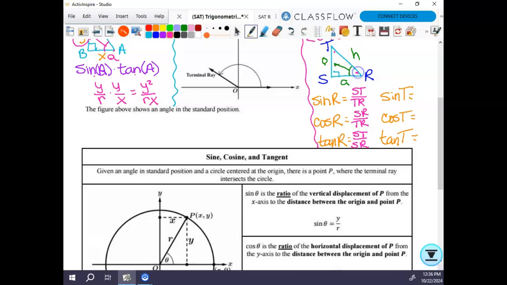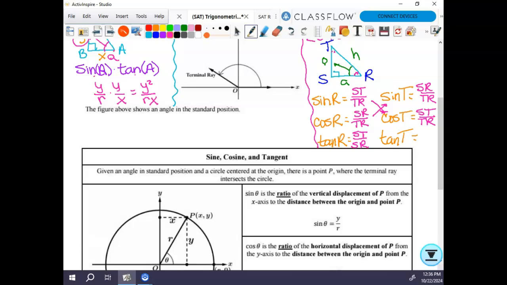So if the sine of R is this, then that's also going to be the cosine of the other angle. So this would have to be ST over TR. And then the cosine of R is going to be the same as the sine of T. So this would be SR over TR. And if you're not super comfortable with that, and you're afraid you're going to mix it up, like I said, you could totally relabel it and it's fine.